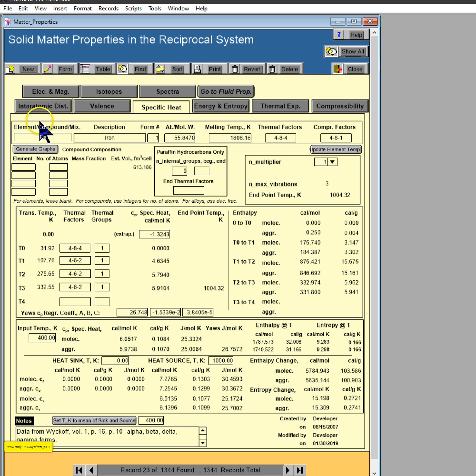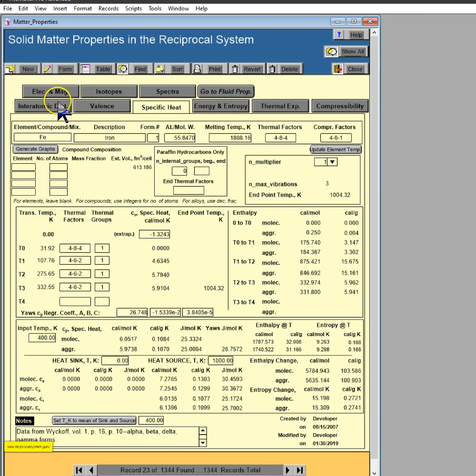We start off with the initial thermal factors here, and you can see that it changes as we go down. The number of thermal groups is 1 in each case. So the thermal factors can change with temperature. That's important to understand. And this is the extrapolated specific heat, and this is, by the way, specific heat with respect to pressure rather than volume. These numbers here are in calories per mole per Kelvin, and the endpoint temperature is down here.